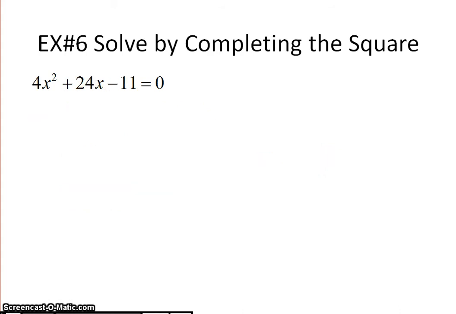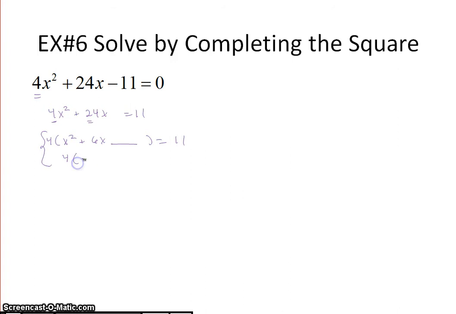So the last example that we're going to do is solve by completing the square when we have a coefficient on the x squared. So we're going to start off by bringing 11 to the other side. So 4x squared plus 24x equals 11. And then what we have to do is factor the 4 out of both terms. So 4 times x squared plus 6x, we're going to leave a space, equals 11, and we're going to fill out these two terms at the same time.